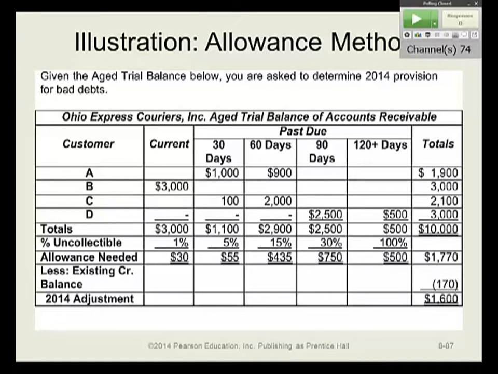Now, in some cases this account would be written off. Here we're assuming we're still going to hold on to it. So these are the balances. And again, it makes sense that you don't sell to this customer because of their credit rating or their credit experience. Now, with the percentage of accounts receivable, you would take a flat percentage against the $10,000.